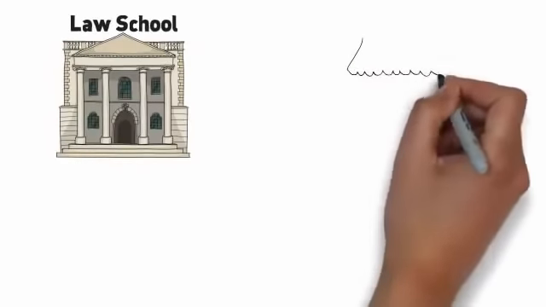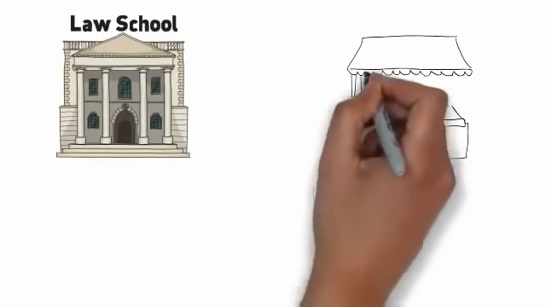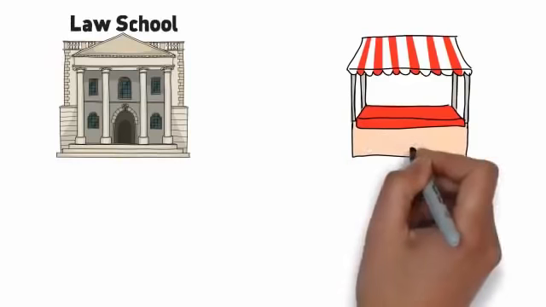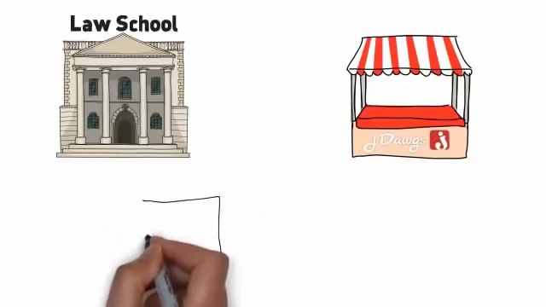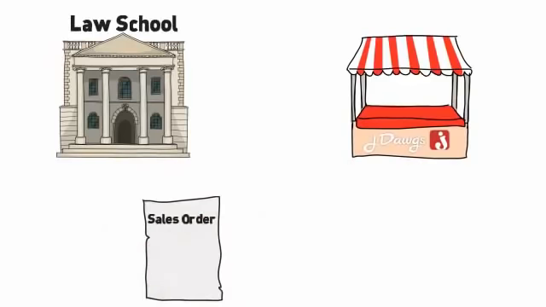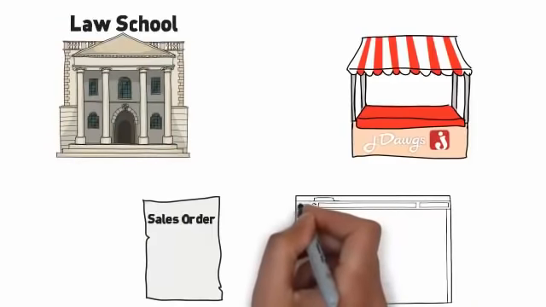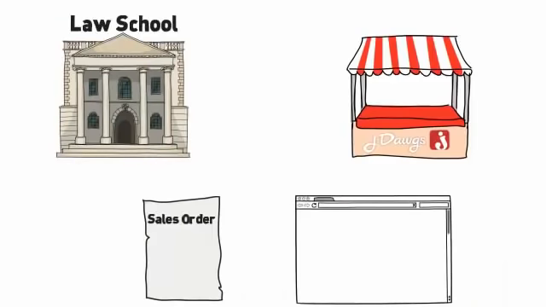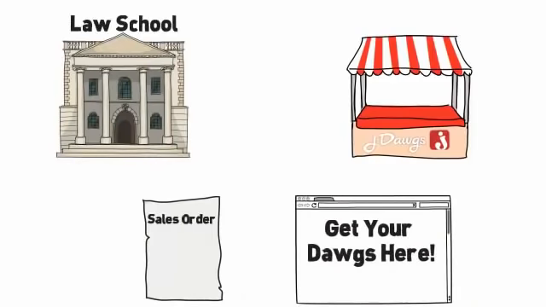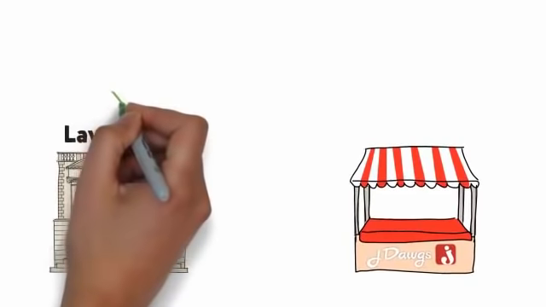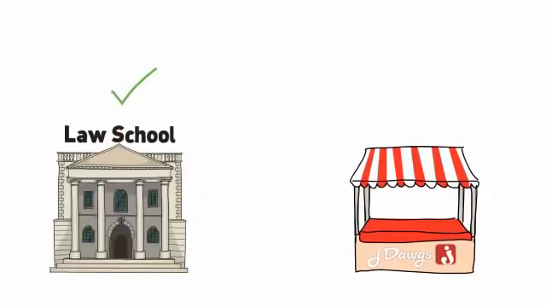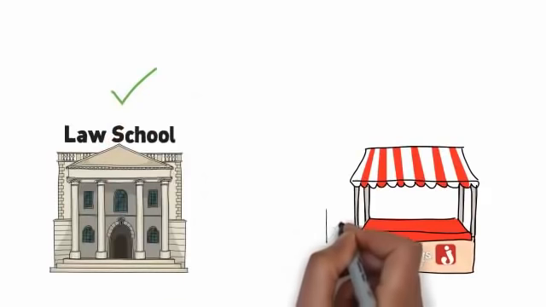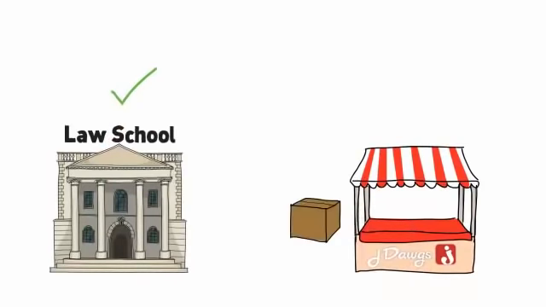Let's say the law school orders J-Dogs for their graduation party. They will first need to fill out a sales order. They can do one on paper, or they can go to J-Dog's website and order there. J-Dogs has to approve the law school's credit before making the order. Once that's taken care of, J-Dogs prepares the order and ships it over to the law school.